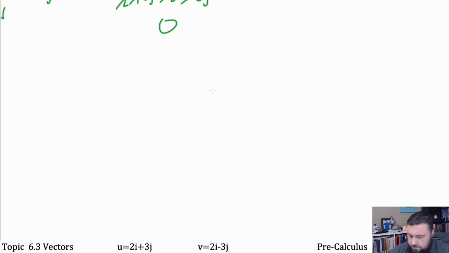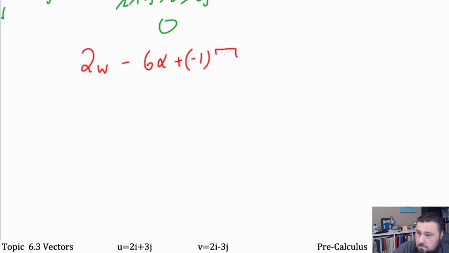Let's go to this color. Number 5. I have the scalar 2 with w, 6 with alpha, plus et. I always want to write et, but I know e is negative 1 times t. So let's start doing our plugging in. 2 times w, which is negative I minus 6j, minus 6 times alpha, which is I plus 6j.